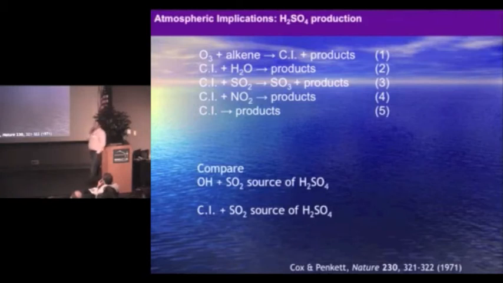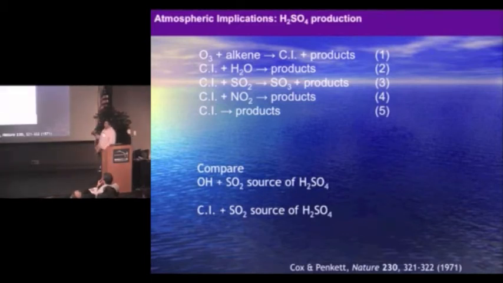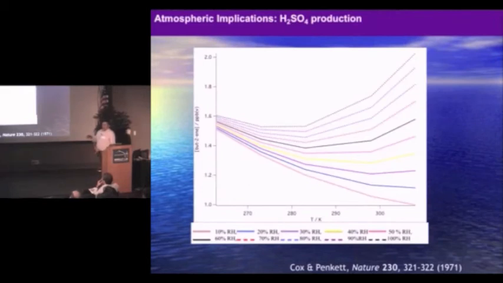So what we have to do now to see if it's going to be important is compare the only other source that we know of sulfuric acid in the atmosphere, from the hydroxyl radical, the main oxidant in the Earth's atmosphere, and compare it to this new Criegee intermediate source of SO2 to produce sulfuric acid. So what I did was a thought experiment to think about how much alkene would you have to put into the system to react with ozone to actually go on ahead and be as important as this other route.